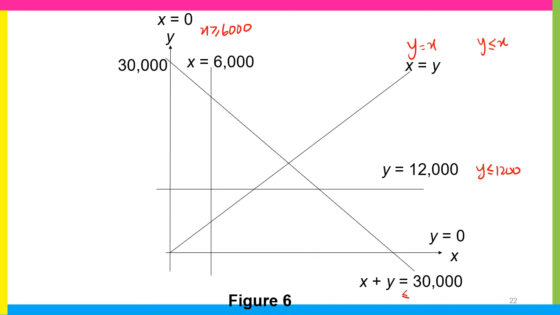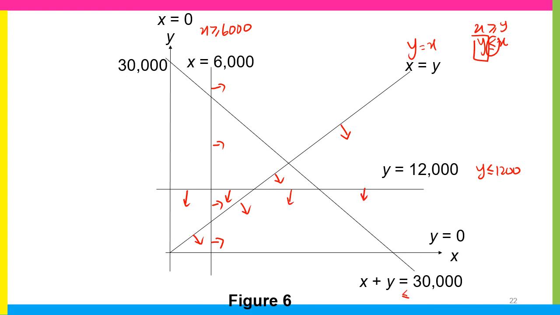For the first line, X is more than 6,000, so it should be to the right side. So I will put the arrow on each section. And then for this one, X is equal to Y, but we have X more than or equal to Y, which is equivalent to Y less than or equal to X. So remember, Y on the left side, we want the less, so it will be below. So it will be this part, the lower half plane. And then the third one, Y should be less than 12,000, so below, it's going down again.